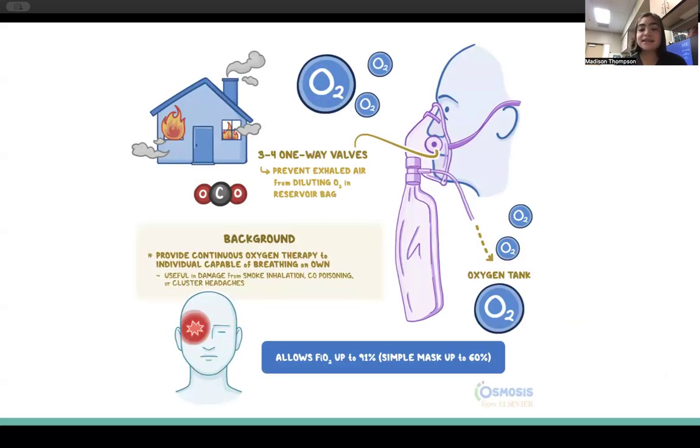And so you can see it here on a person. You see the one-way valves that don't allow any air back in. And then it's connected to the oxygen tank, which fills up the reservoir bag. And a simple mask, which was talked about previously, allows FiO2 60%, and then this mask is up to 91%.